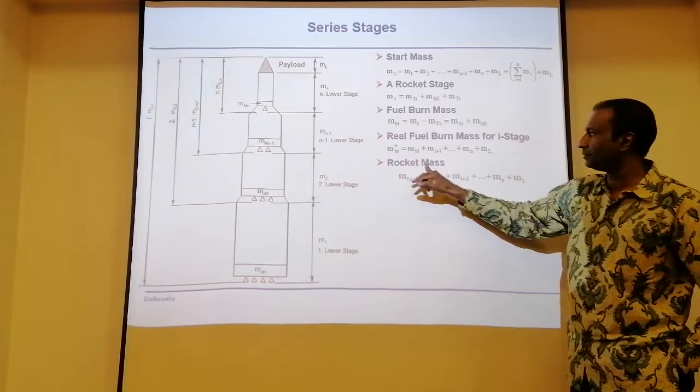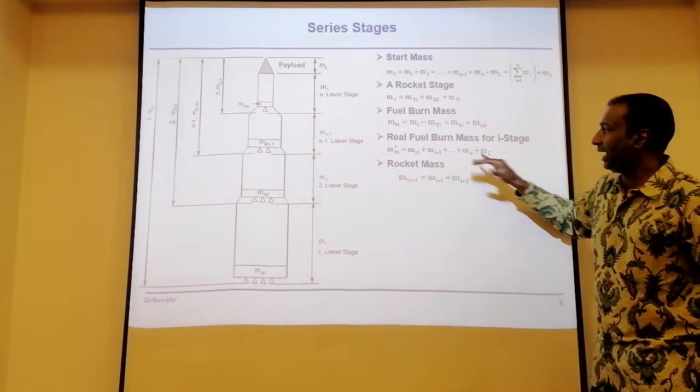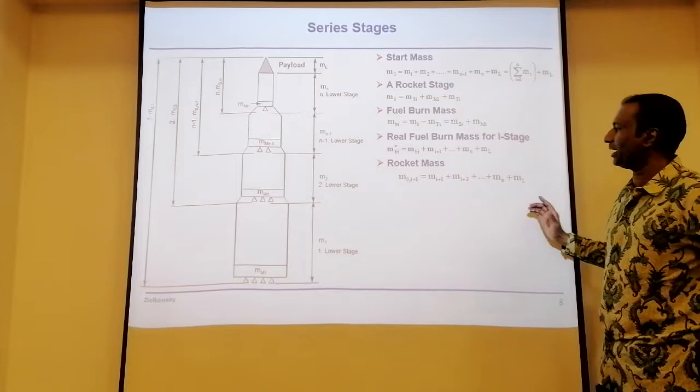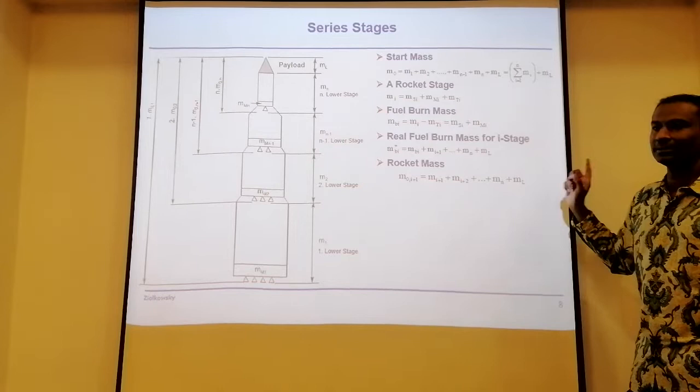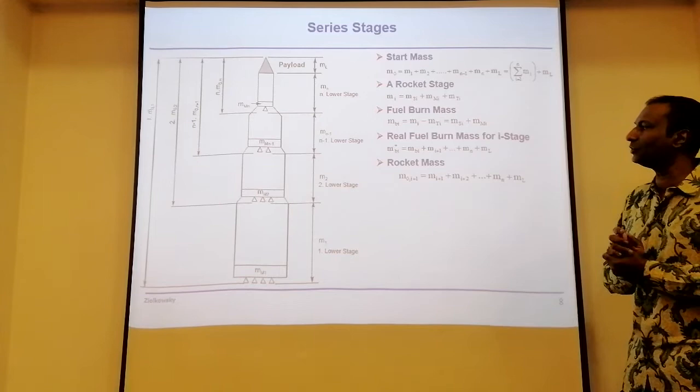The real fuel for the stage itself, plus what is above. So rocket mass, again, is the total mass. You look at this, it is the same with this. When you say rocket mass, please, it is all of it plus your payload mass. This is simple. Done? Alright. So if I put that into an equation, it's very simple.